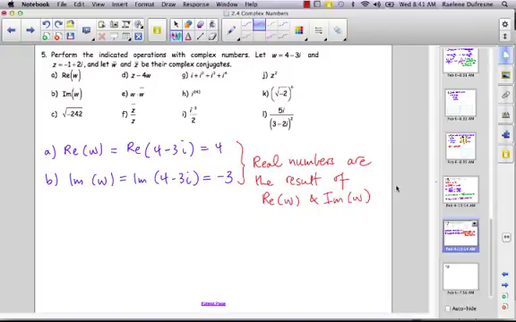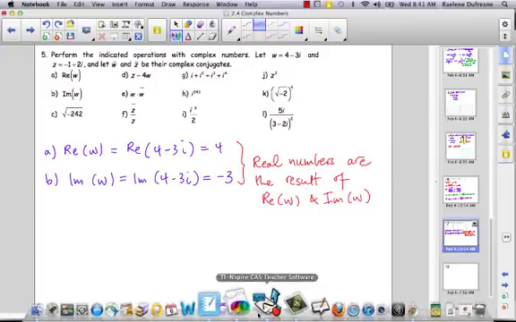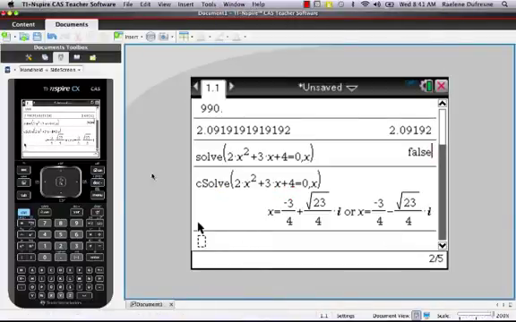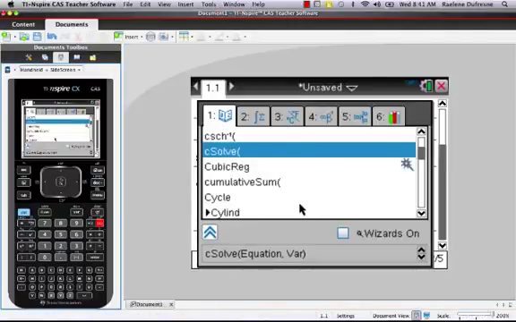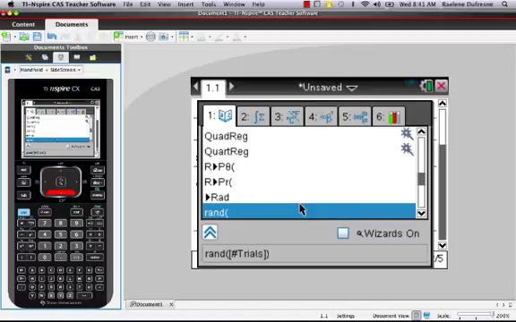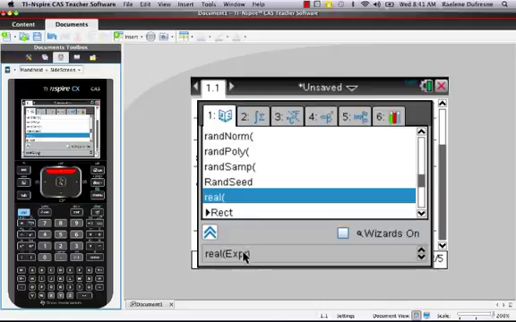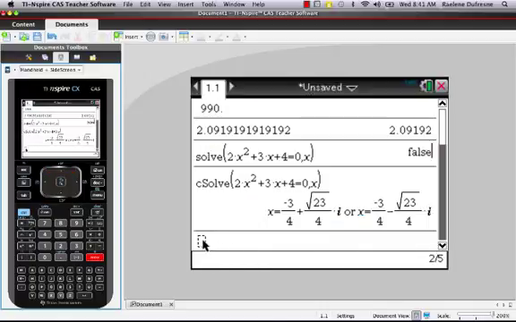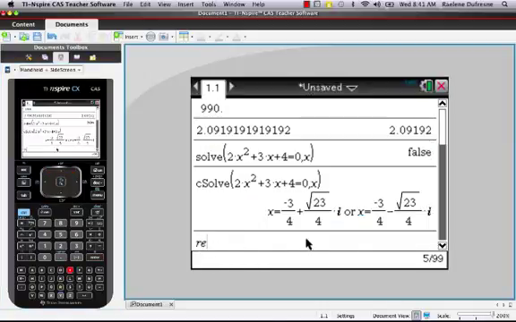Let's just take a look on the graphing calculator to see these operations in action. We can go to the catalog, and in the catalog let's jump down to R and look for RE for real. There, we can use this. RE for real just requires an expression. So, oh, I didn't put it in. I'll just type it in, RE. And the expression we had was 4 minus 3i.